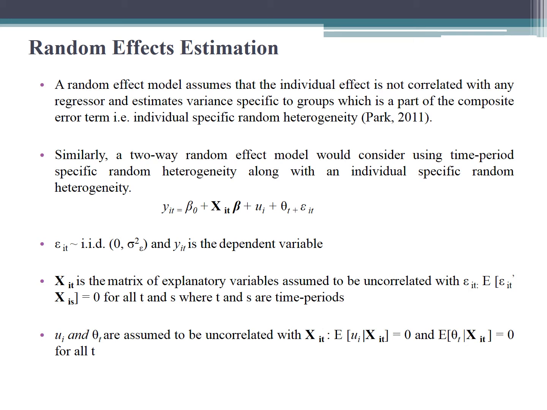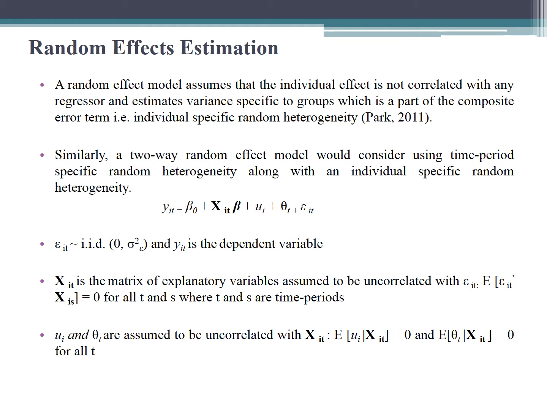And another thing is the individual effects and time period effects are not fixed. They are random. We can call them individual specific random heterogeneity and time period specific random heterogeneity. So the variance specific to groups and variance specific to time periods will be included in the composite error term.